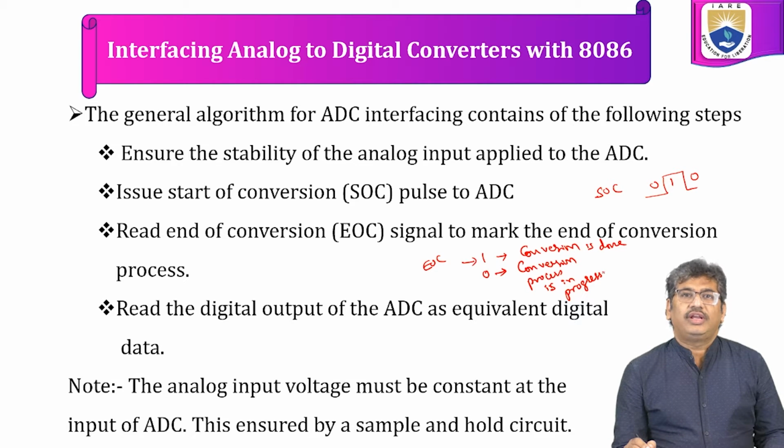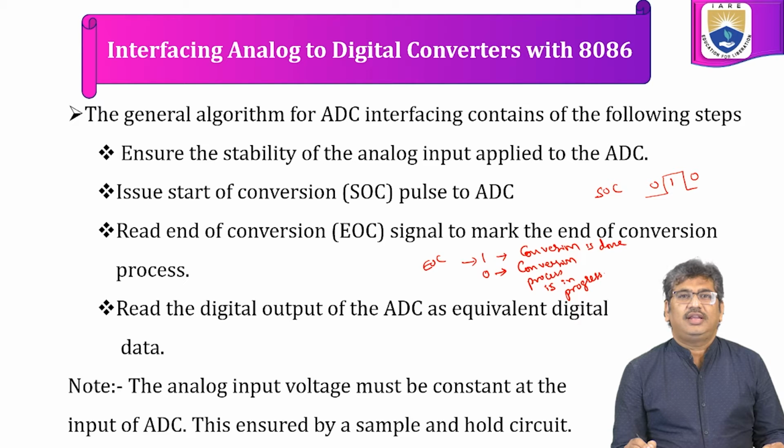Whenever you are going for ADC conversion, first you issue a SOC signal. Once the conversion is done, we have to check that through the EOC signal. So repeatedly we will check for the EOC signal until EOC is equivalent to 1. Once EOC is equivalent to 1, the converted data is ready, so that we can read it using the 8086 processor.